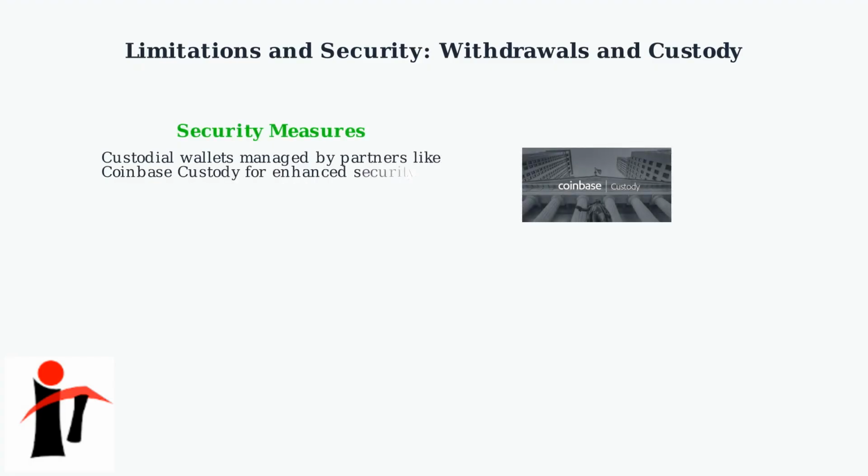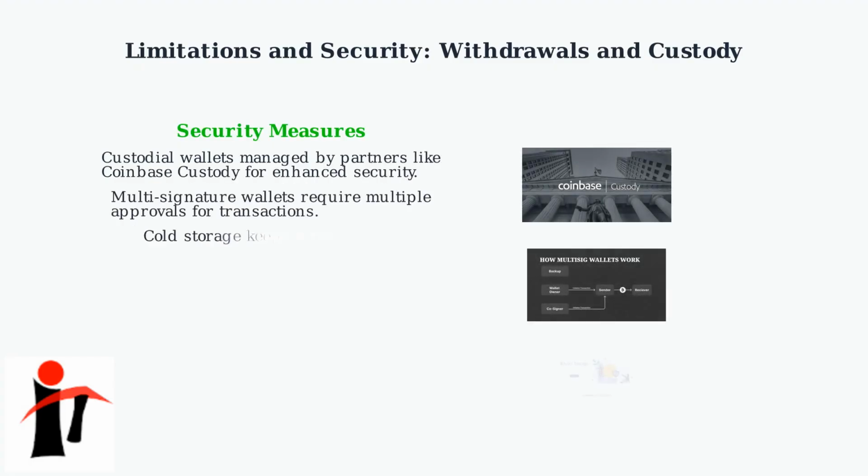Robinhood uses custodial wallets managed by partners like Coinbase Custody, employing multi-signature wallets and cold storage for security. Multi-signature wallets require multiple approvals for transactions, adding an extra layer of protection. However, address accuracy remains your responsibility. Always double-check addresses and networks to avoid permanent loss of funds.